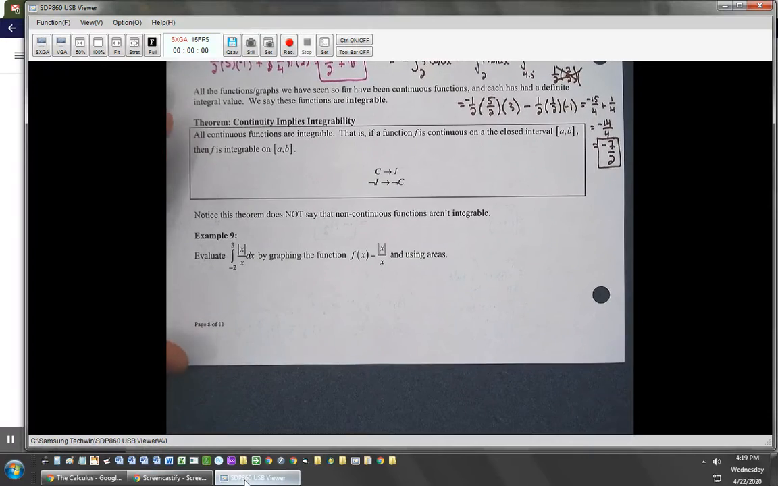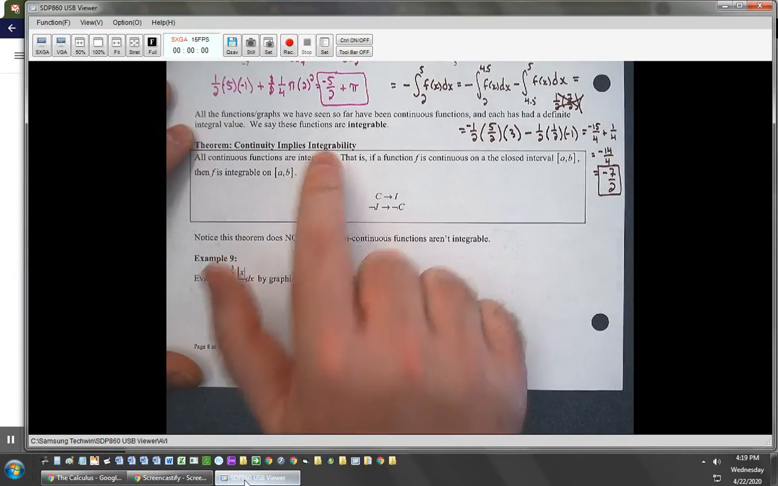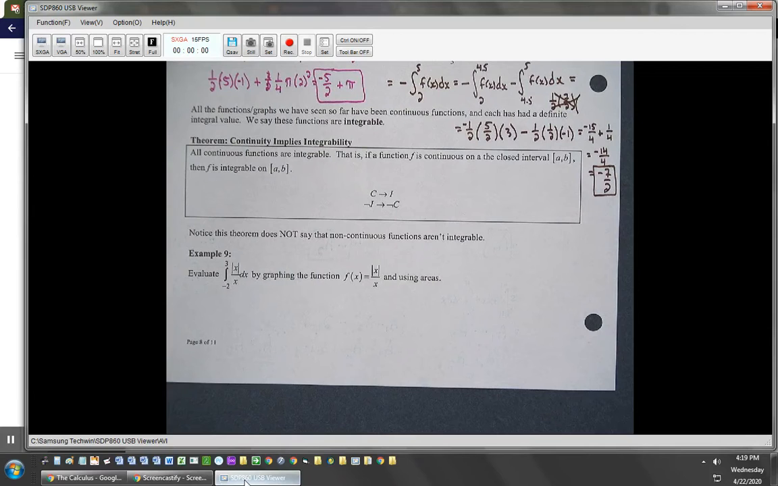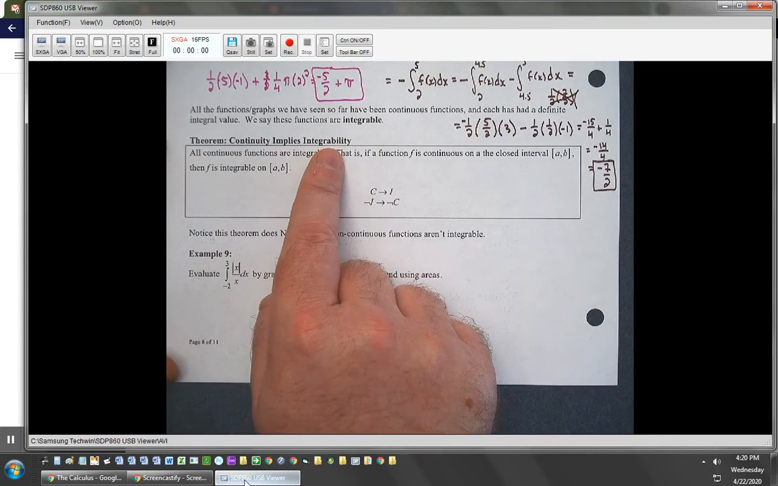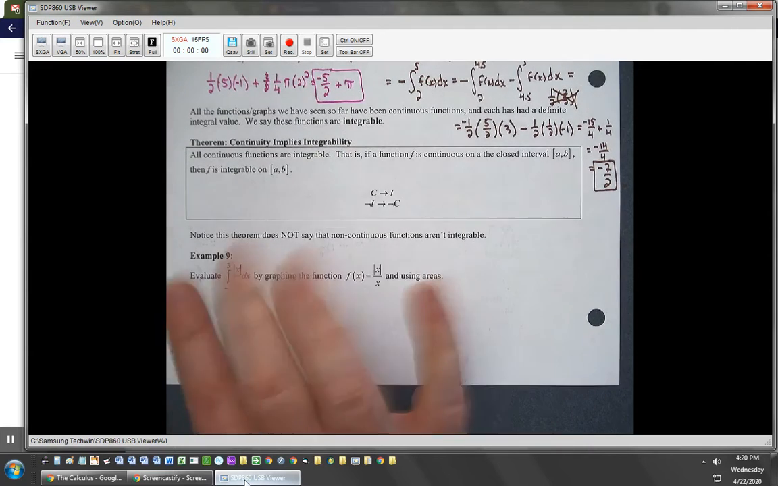All right, so we've talked a little bit, remember, in a derivative, if a function was differentiable, then it was automatically continuous. Differentiability implies continuity. Well, if we're going to do the antiderivative, that sort of relationship would work backwards, and it's true. So as long as your function is continuous, then your function must be integrable. It has integrability. So that's what this is talking about.